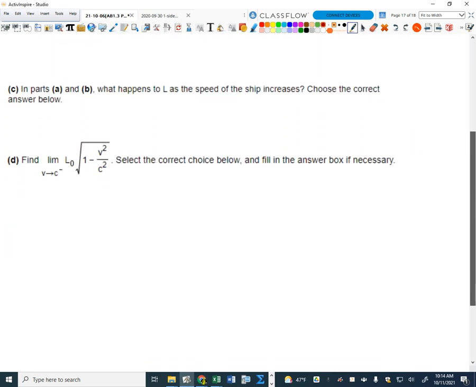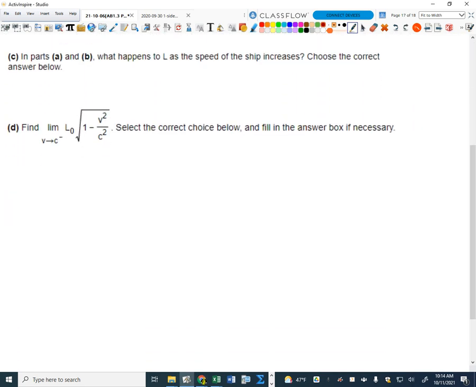Now, can anybody tell me why this is a one-sided limit? We're taking the limit of this function as v approaches c from the left. How come?